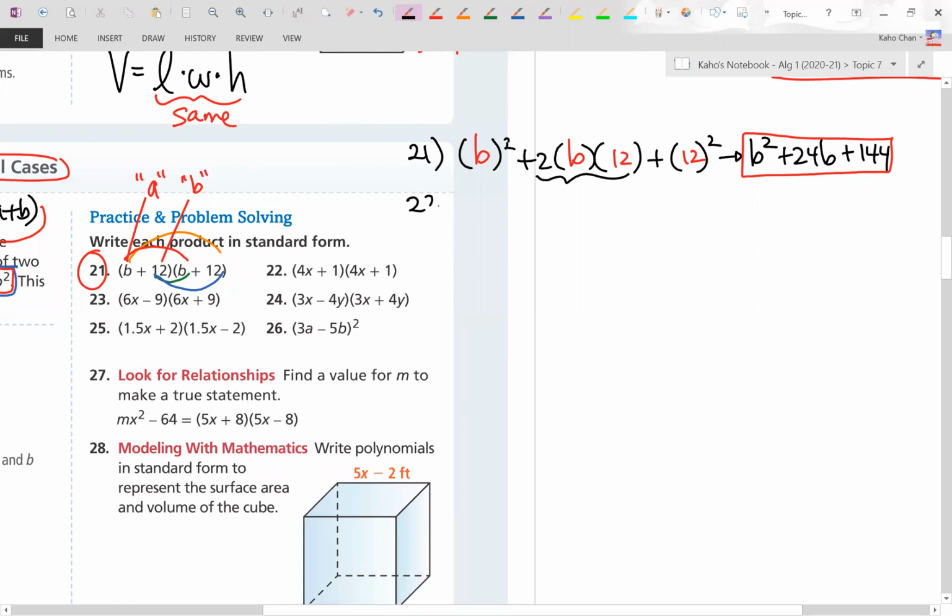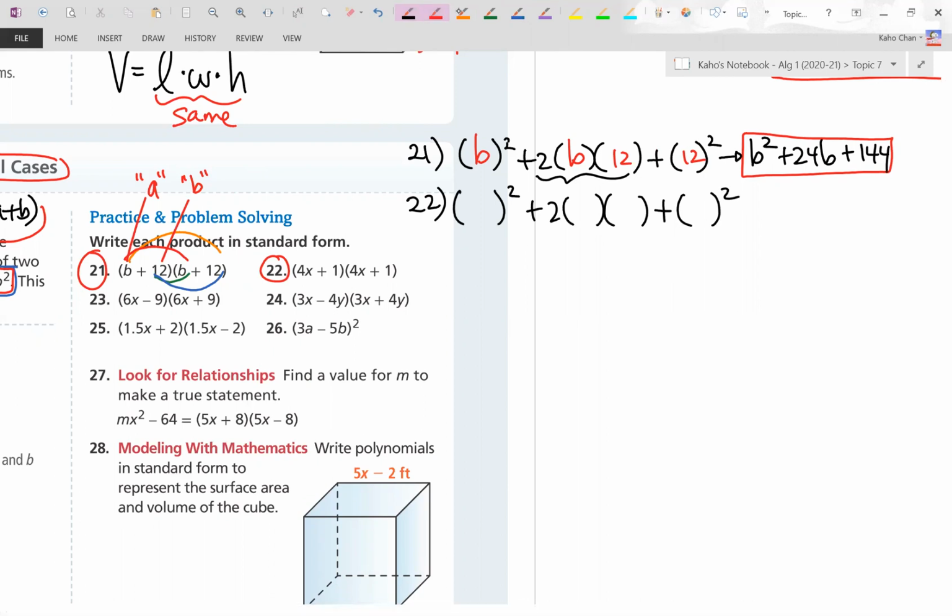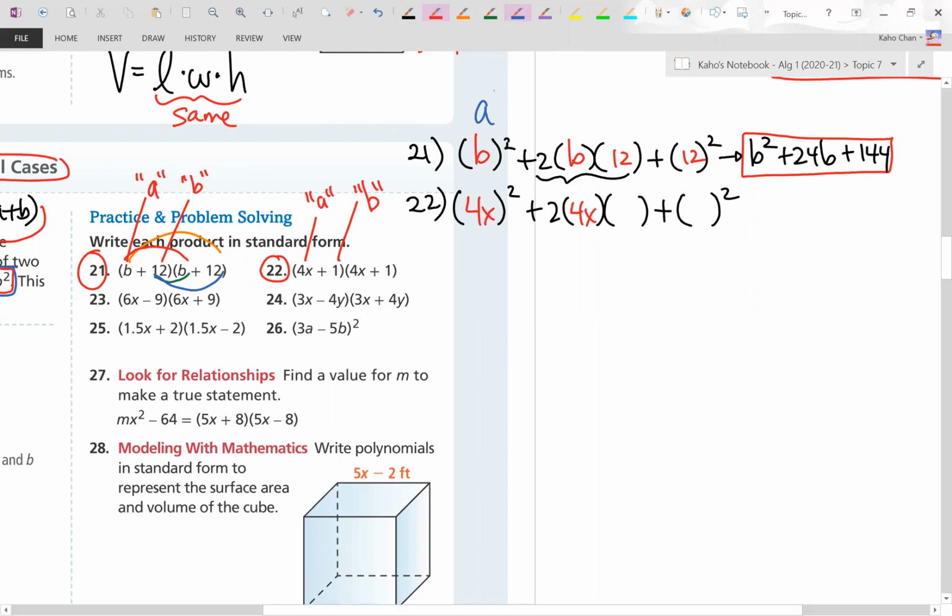22. Same problem, different numbers. All right. Same pattern. A squared plus 2AB plus B squared. So in my problem, 4x is your A, 1 is your B. Okay, put those numbers in, 4x, 4x. I'm using this pattern, and I'll write it up here. A squared plus 2AB plus B squared. So you can see what I'm putting into those empty parentheses, okay? And there's your 1 and your 1, and that's it.